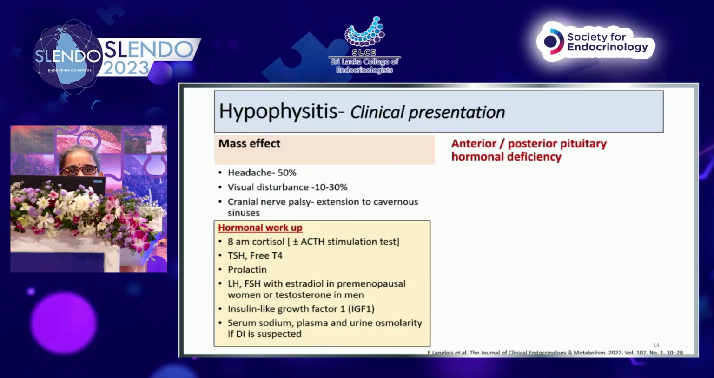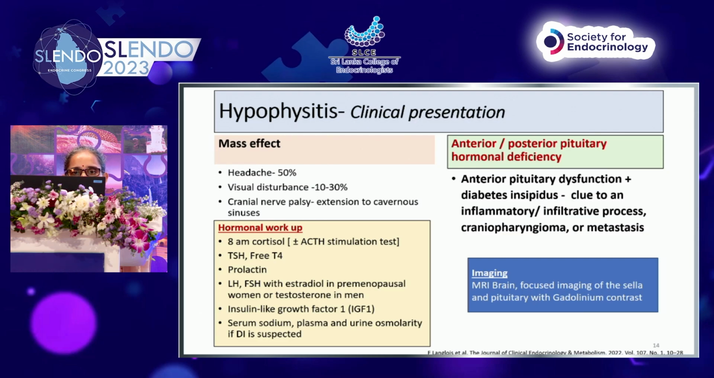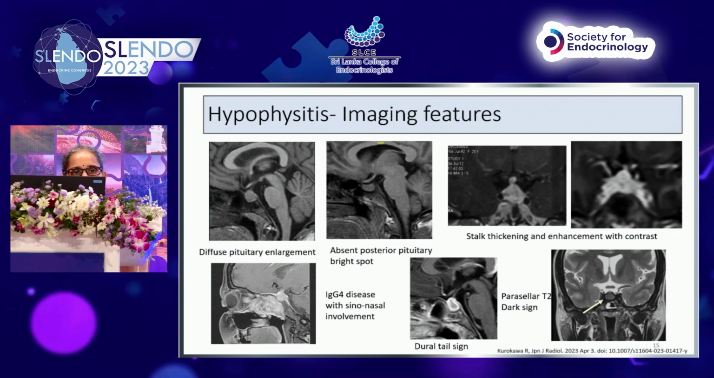The next common etiology of a non-functioning sellar-suprasellar mass would be hypophysitis, which commonly presents with symptoms due to mass effect like headache, visual disturbance, or cranial nerve palsy. The combination of anterior and posterior pituitary hormonal deficiency would be a clue to the diagnosis of hypophysitis. Such a combination is also seen in craniopharyngioma as well as pituitary metastasis. Imaging and hormonal evaluation would be required.